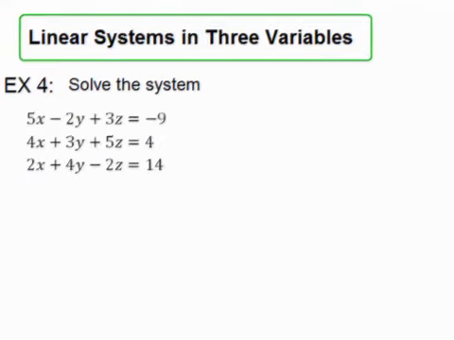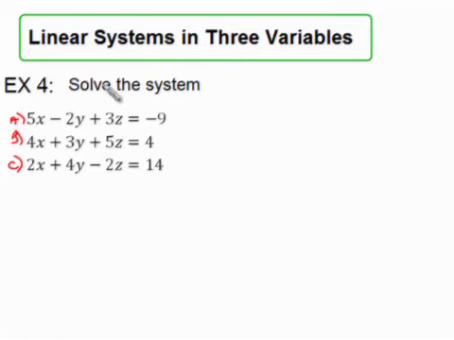Now let's take a look at using the elimination method to solve a system of 3 equations with 3 variables. The first step is to take 2 equations and drop out one of the variables. So I'll call this equation A, this equation B, and this equation C.